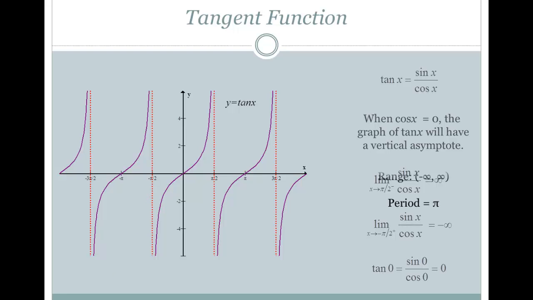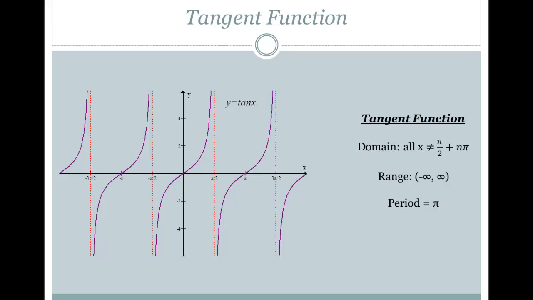Let's look at some characteristics. The domain is all real numbers except pi over 2 plus n pi, where n is an integer. Let me make a note of that. So 3 pi over 2, 5 pi over 2, etc., those are going to be vertical asymptotes. The range is negative infinity to infinity, so there's no stipulation there. And the period is equal to pi. It's going to repeat itself every pi. So there's the tangent function.